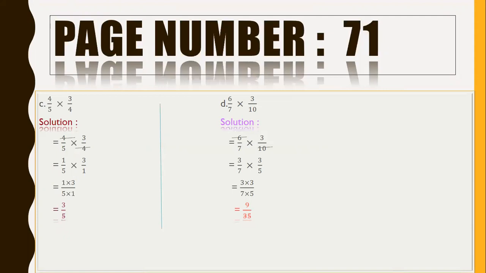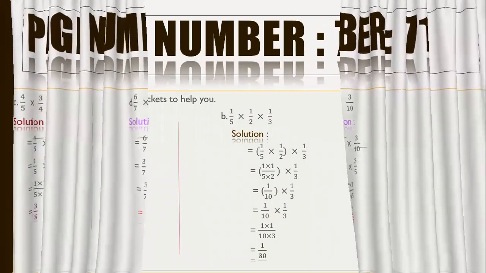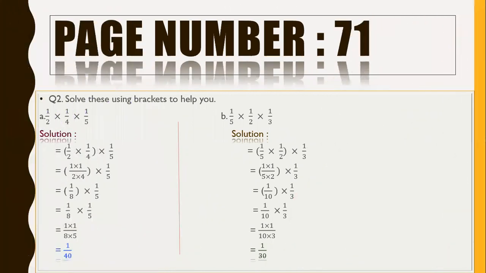After the cancellation, the fractions become 3 over 7 and 3 over 5. 9 over 35 is our required answer. Question 1 is finished at part D. Now come to question 2, and there are also 4 parts: A, B, C and D.